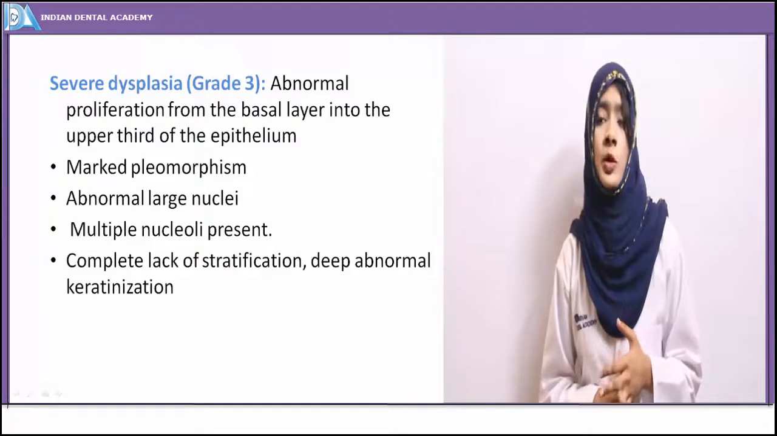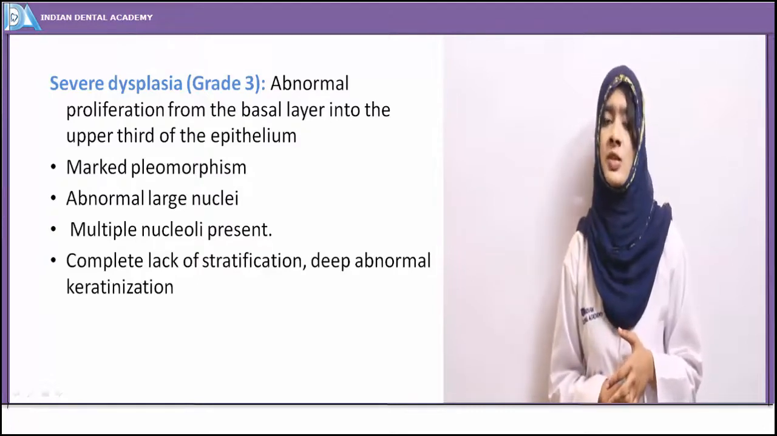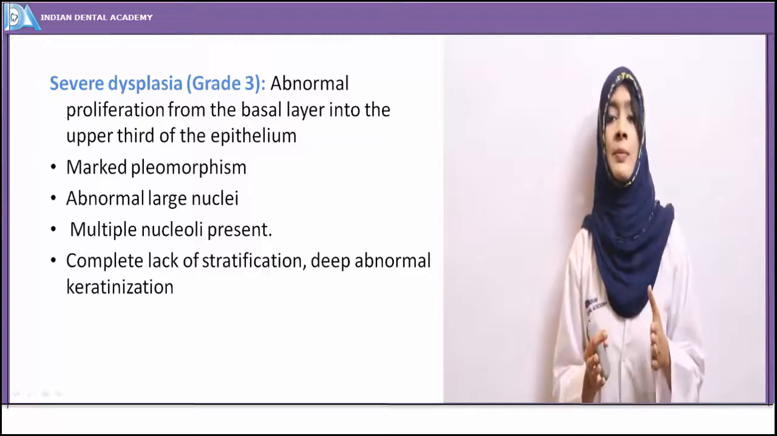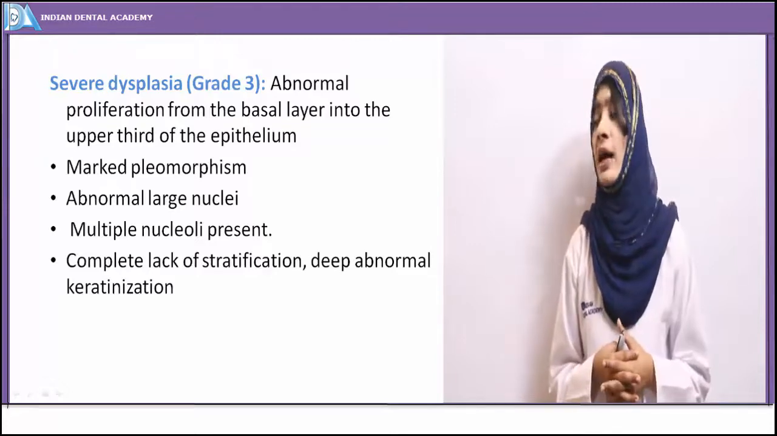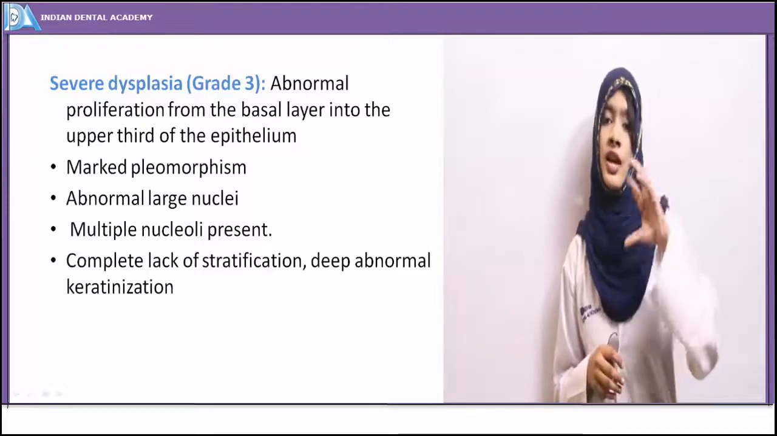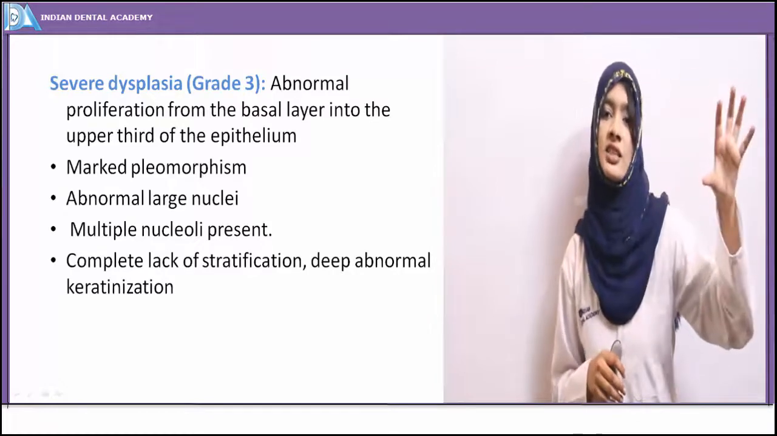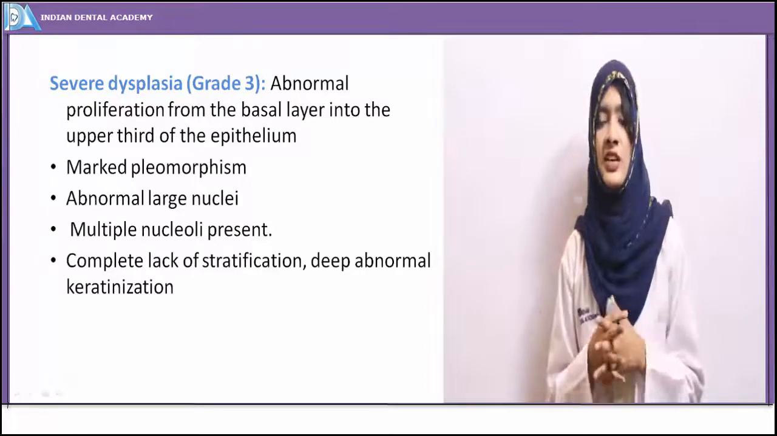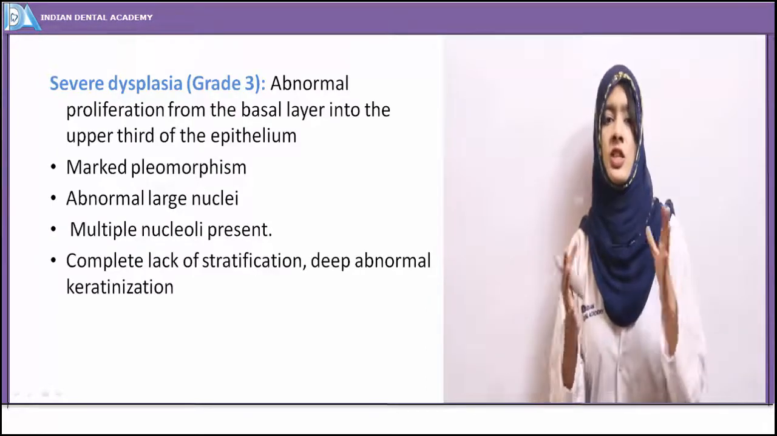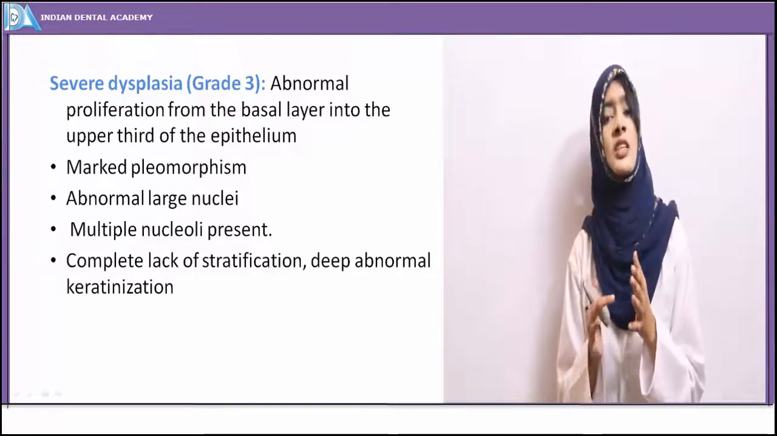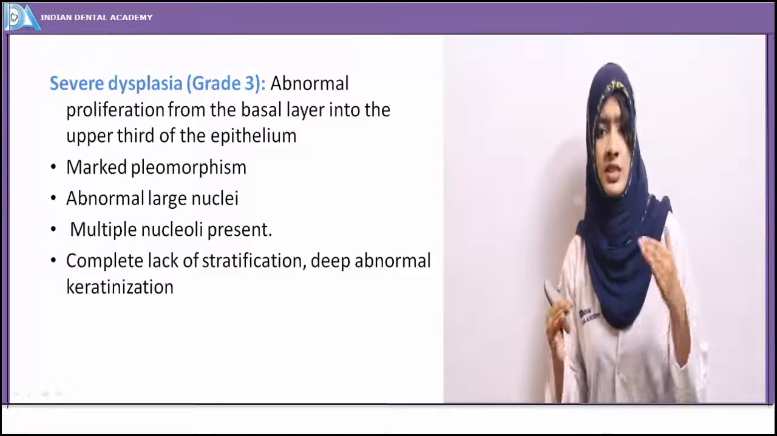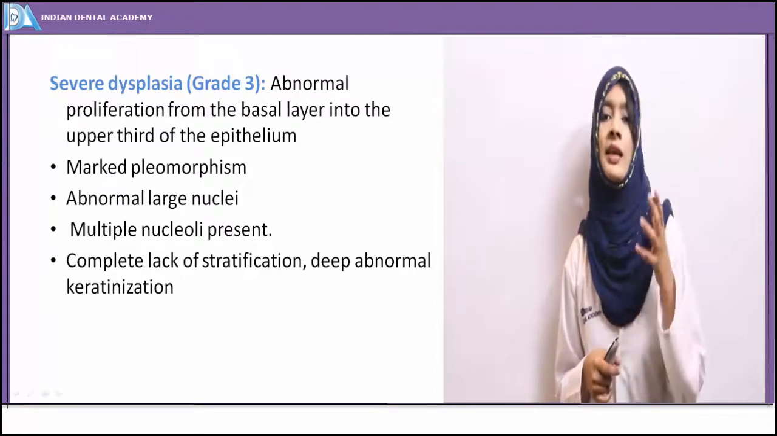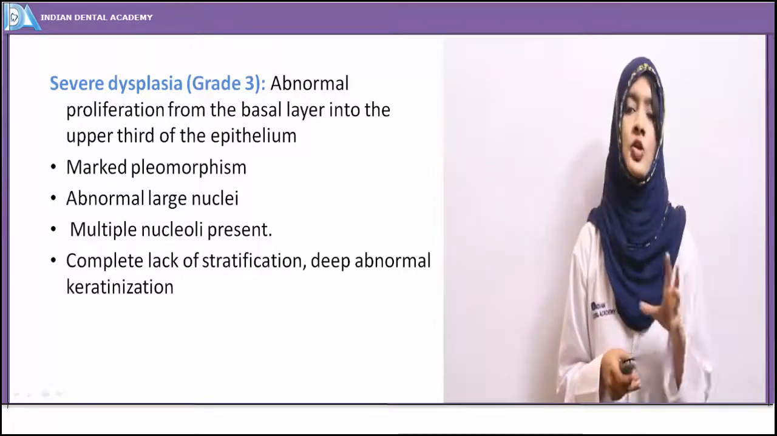Nuclear pleomorphism is more prominent, hyperchromatism is more prominent, abnormal mitotic figures are seen. The nuclei become very, very large, and multiple nucleoli may be present. The nucleoli which was initially single and large in grade 1 has become multiple here, and there is lack of stratification, the organization is lost, because the bulbous rete structures that are present are more disintegrated into the underlying basal cell layers, and abnormal keratinization of cells is beginning to start up.